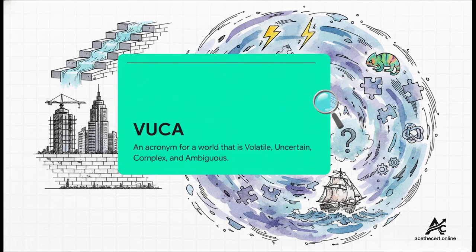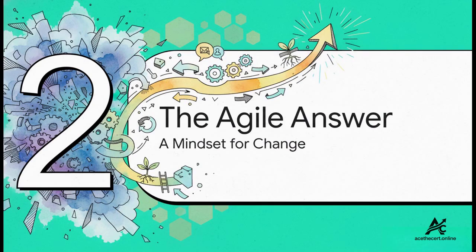So, if the old way doesn't work so well, how do we build things in this crazy, changing world? Well, enter Agile. And it's really important to understand that Agile isn't just a process, it's a totally different way of thinking. It's a mindset that is built from the ground up to embrace change, not fight it.